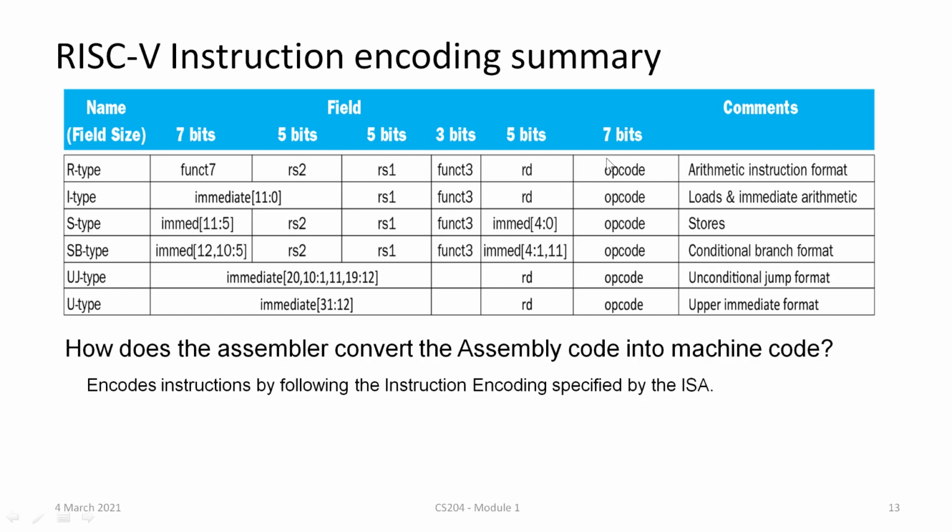Now, because it has the opcode, function 3, function 7, RD, RS1, RS2 values, the machine code will be a sequence of 32 bits with these appropriate fields written in binary, right? So the end binary that you have is the machine code of an add instruction. So this instruction encoding that is given by the ISA will be used by the assembler to generate the final machine code. That is one half of the story.